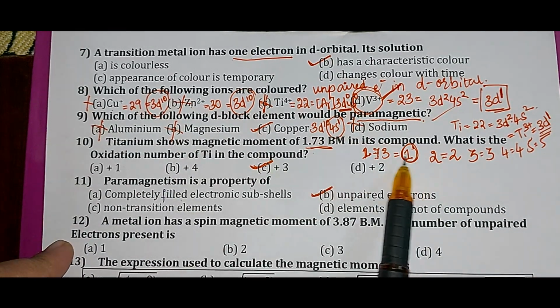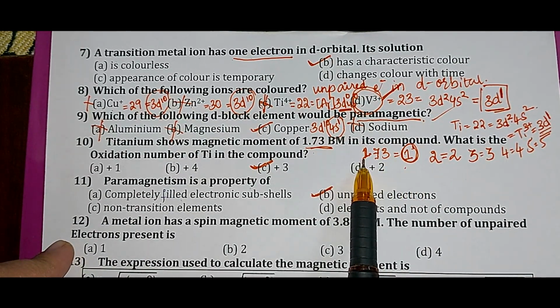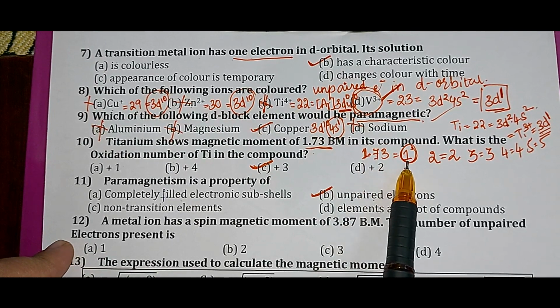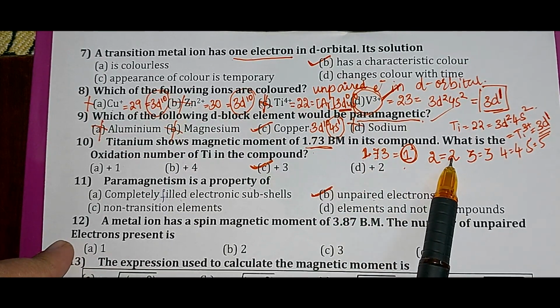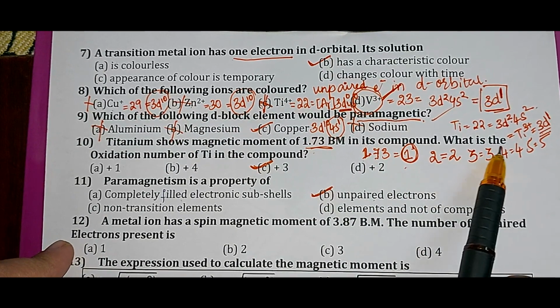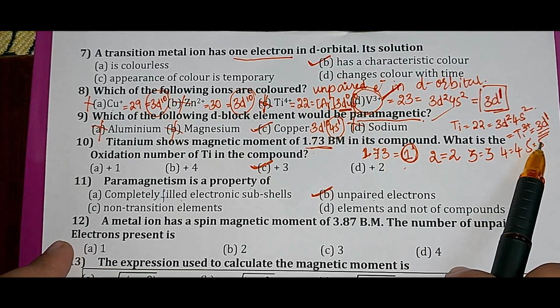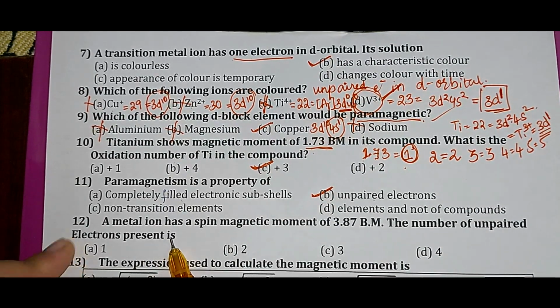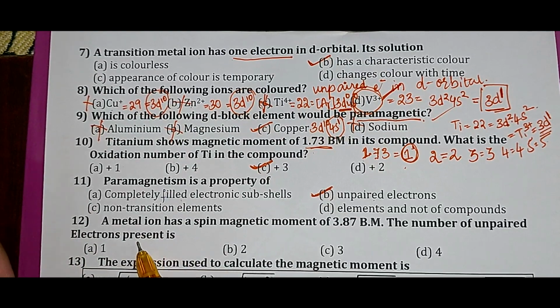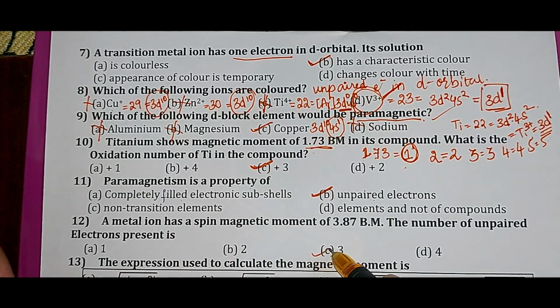Now with this concept, if the magnetic moment value starts with 1.73, the unpaired electron is 1; 2.8, unpaired electrons are 2; 3.8, unpaired electrons are 3; 4.9, unpaired electrons are 4; 5.9, unpaired electrons are 5. Based on it, question number 12 is very simple to solve. The question given is, a metal ion has a spin magnetic moment of 3.87 Bohr magneton. The number of unpaired electrons present is, since the number starts with 3, the number of unpaired electrons present also will be 3. Next, question number 13.